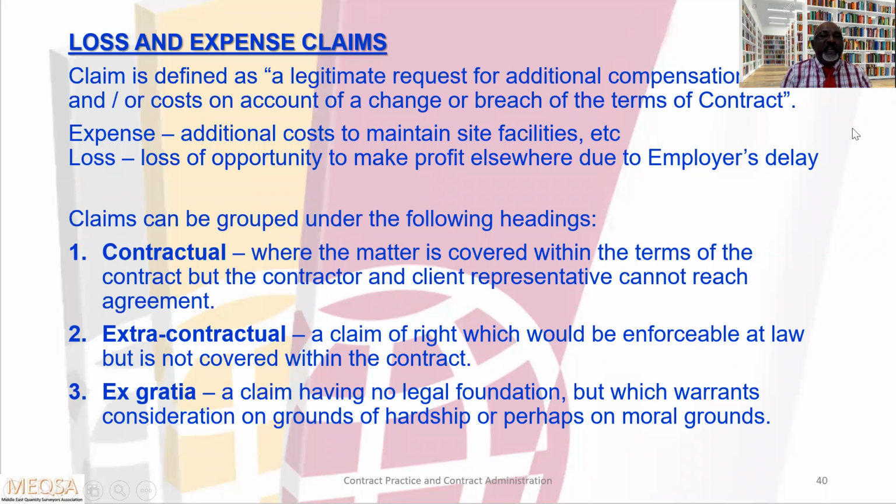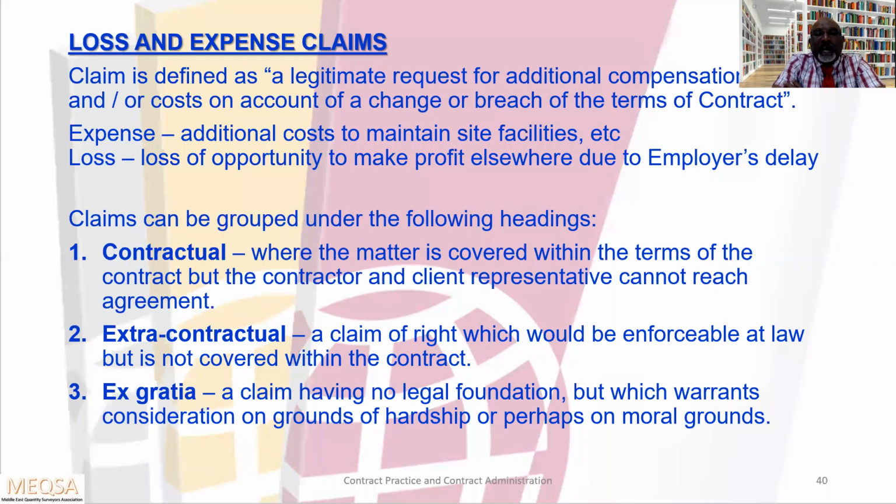Now let us move to the next chapter, loss and expense claims. A claim is defined as a legitimate request for additional compensation of time and or cost on account of a change or breach of the terms of contract. Expense means additional cost to maintain the site facilities. Loss means loss of opportunity to make profit elsewhere due to the employer's delay.